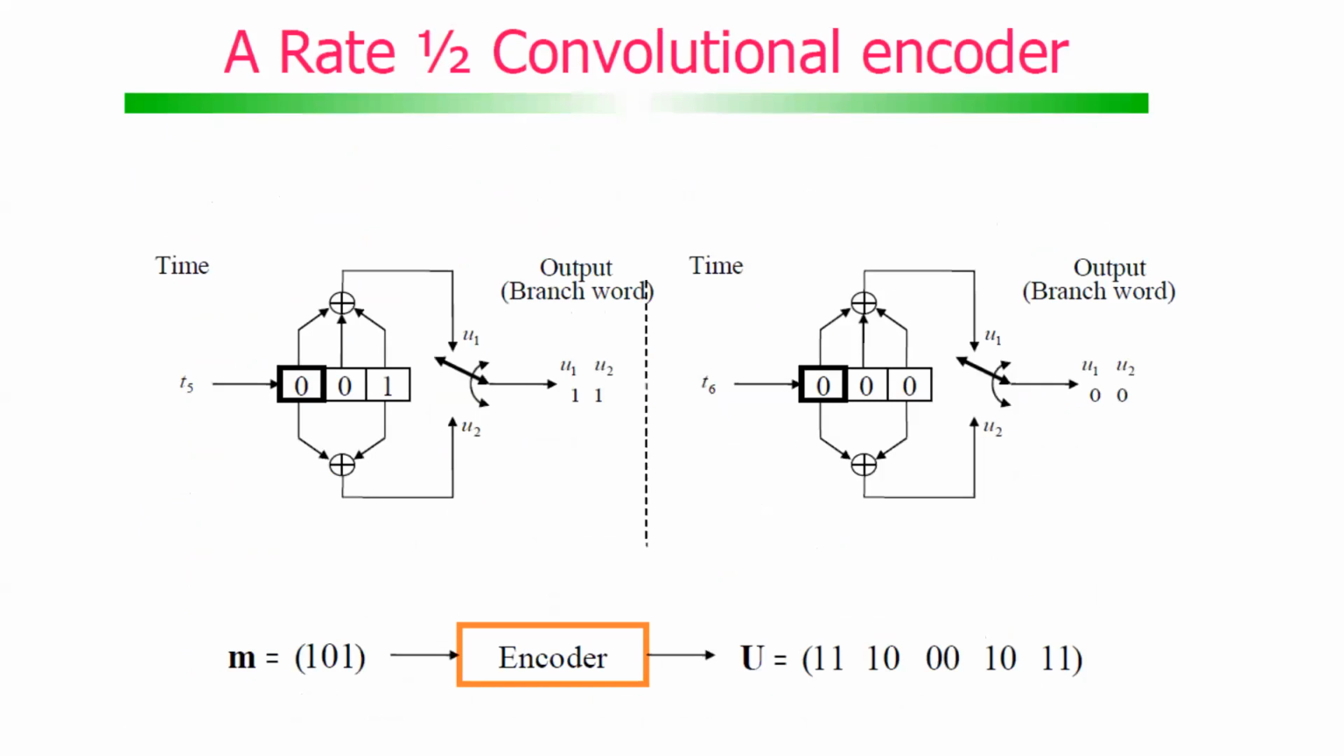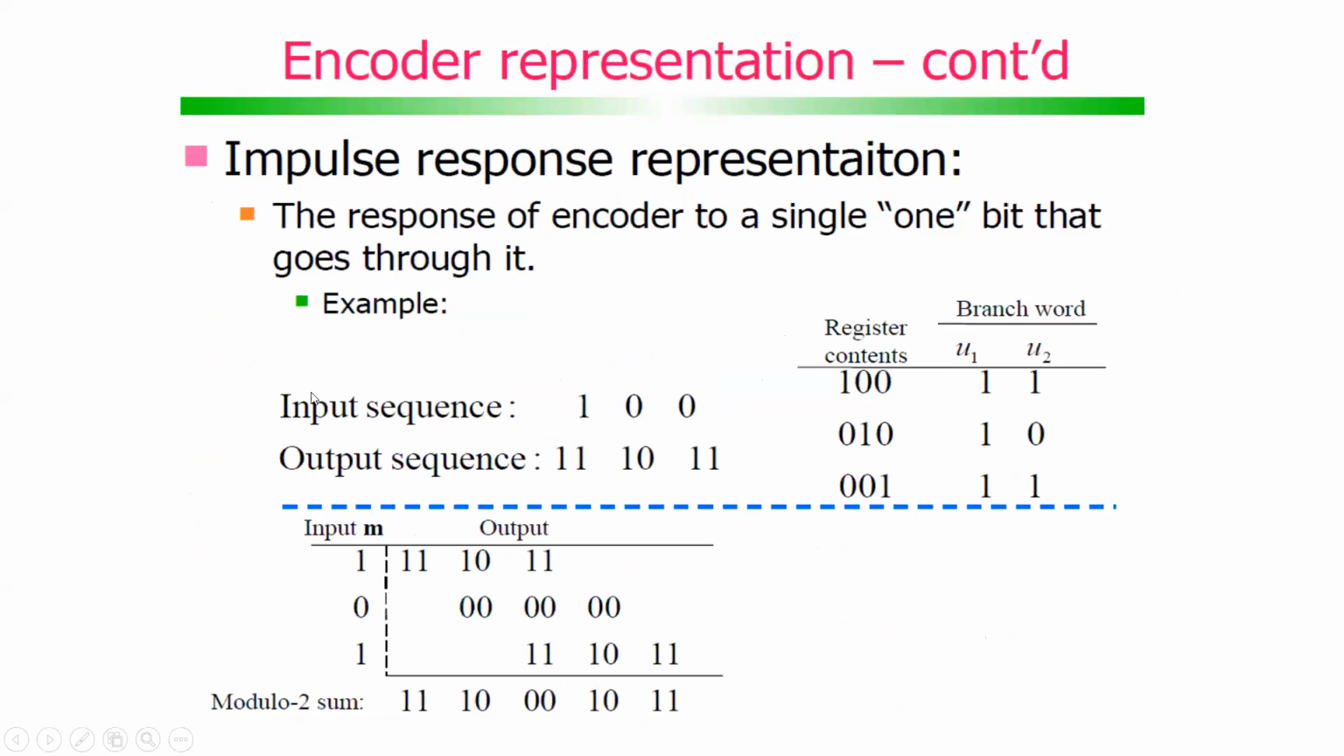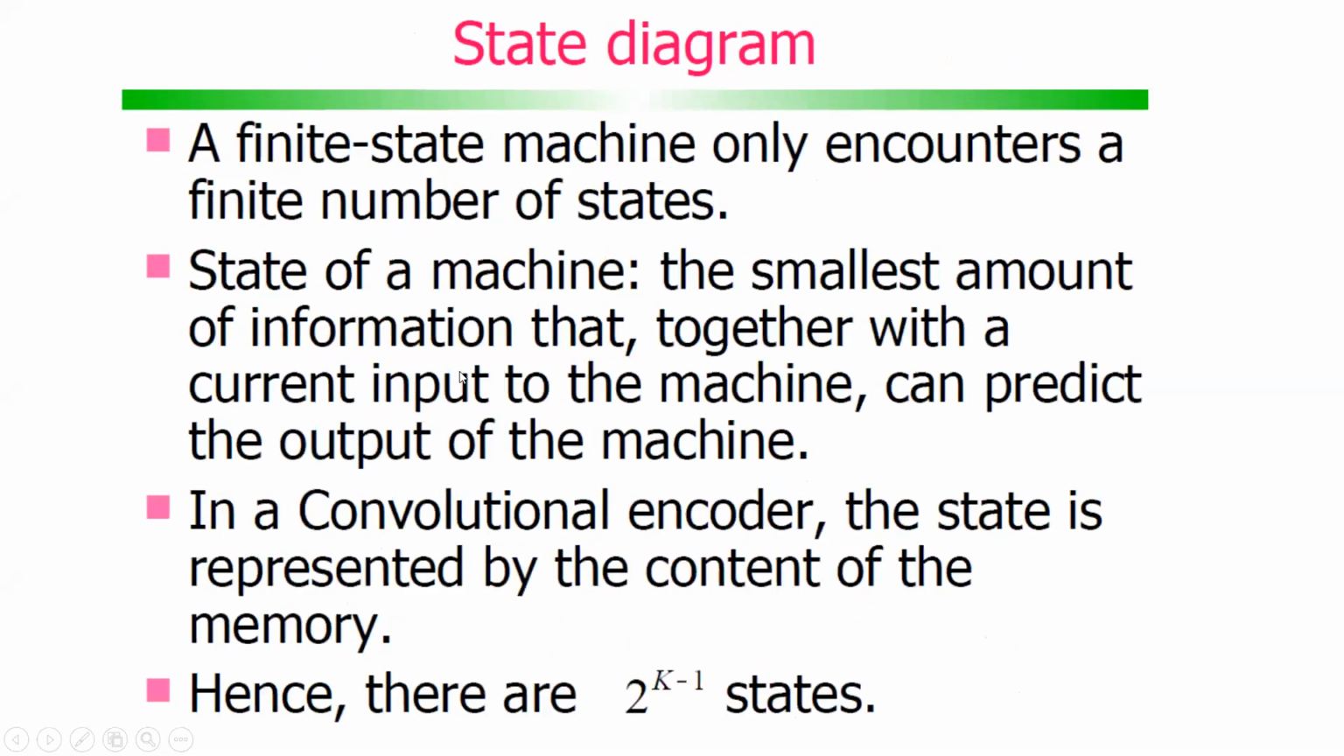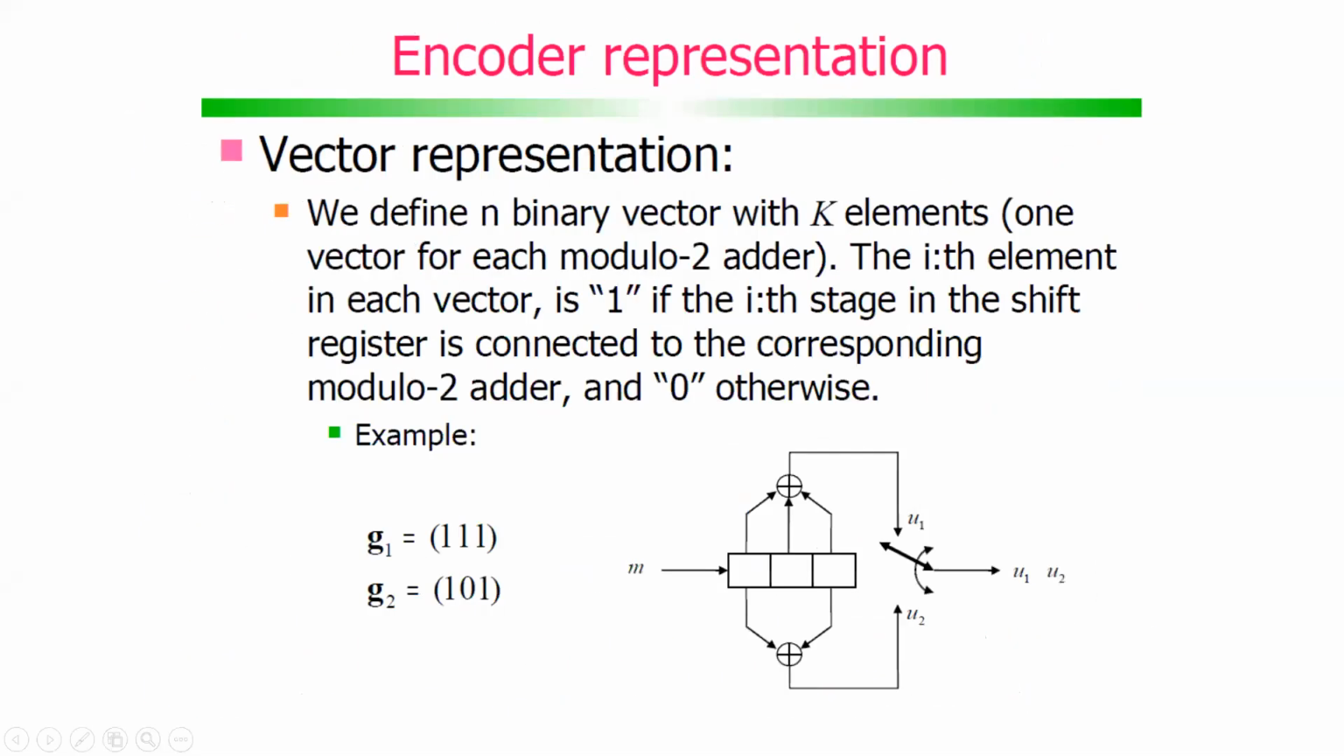This encoder structure, same encoder structure, G1 as 111, G2 as 101 in the form of a state diagram. Let's see how this can be represented using a state diagram. The S0, S1, S2 and S3, these are the states of the shift register. What do you mean by that? What do you understand by the state of a shift register?